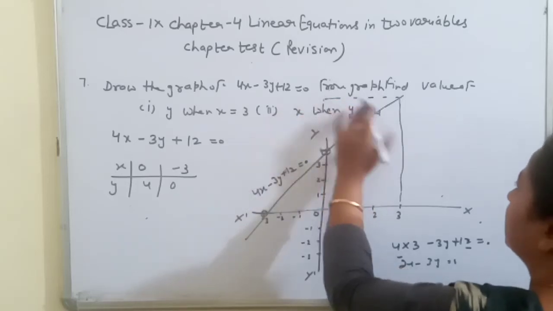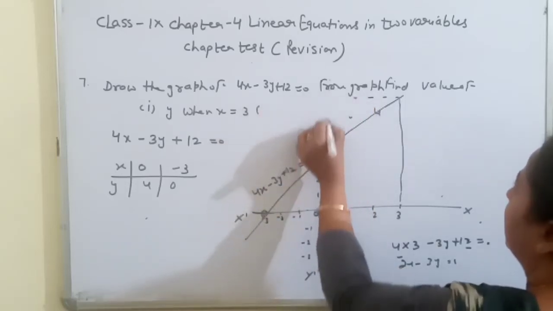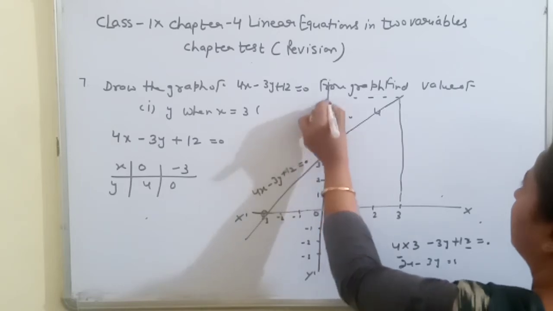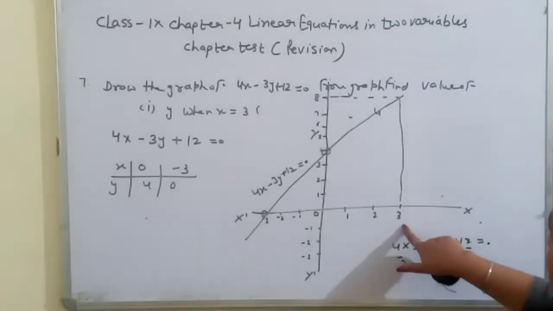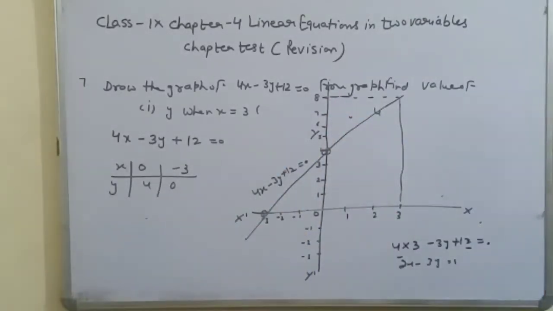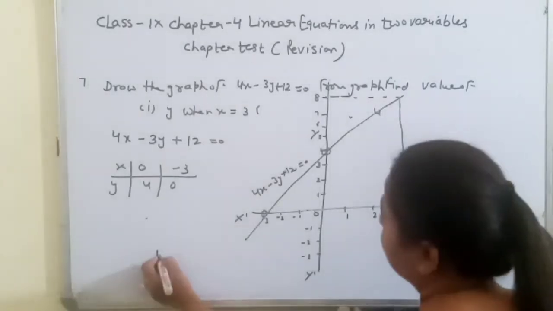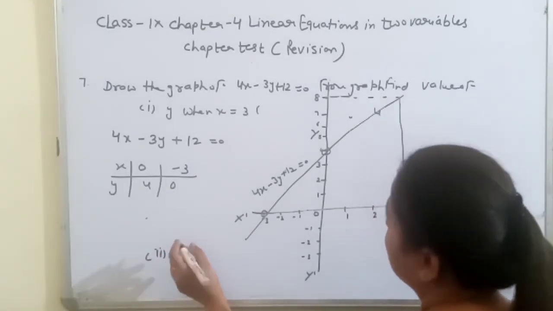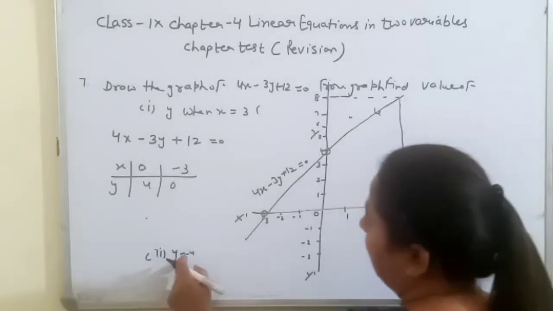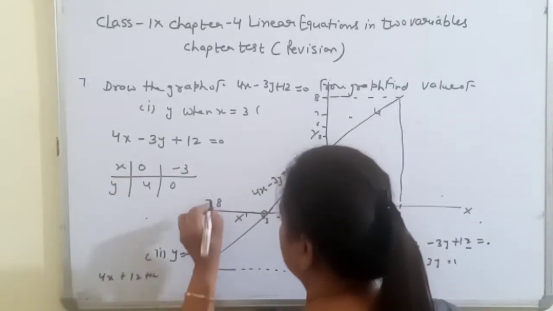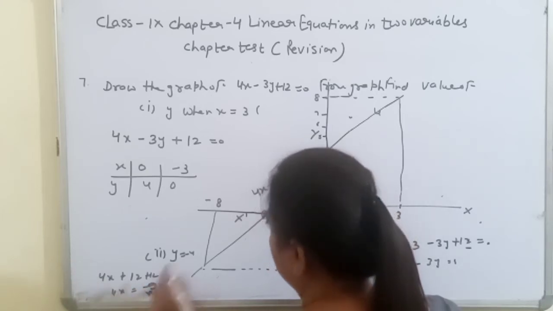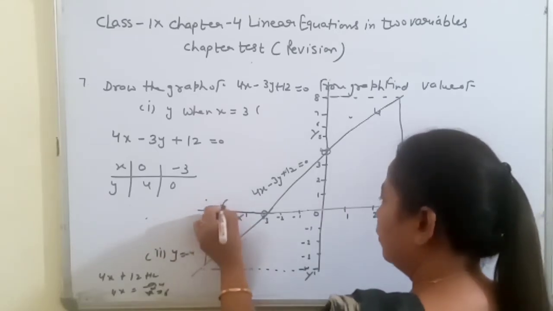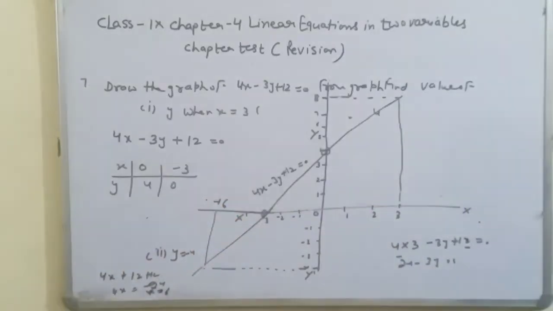It will meet y at 8: 4, 5, 6, 7, 8. So like this, we can also find it here. When x is 3, the value for y is 8, and the second part, when y is minus 4, what is the value for x? 12 plus 12, it is also made at 6, x equal to 6. When you draw it on the graph sheet, you will get the exact solutions.